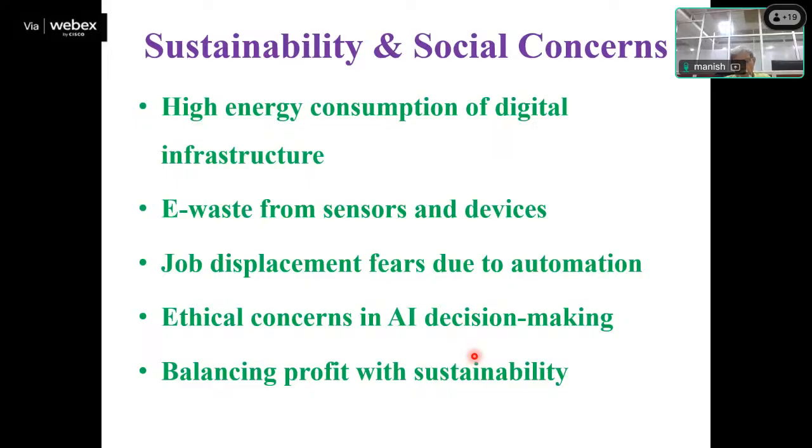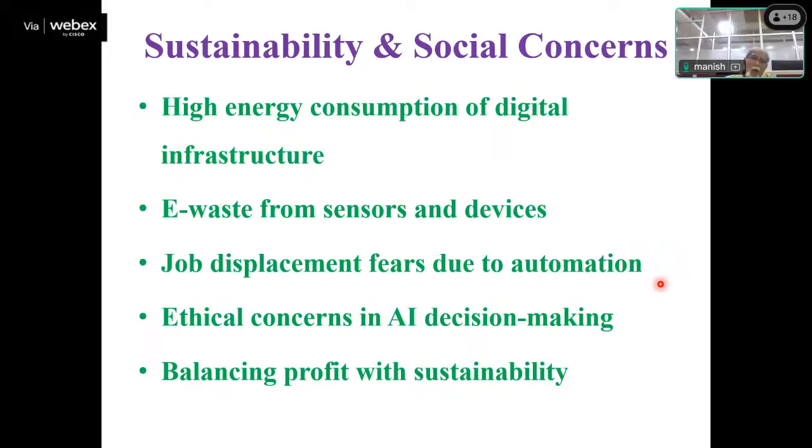This is one important thing. And the other important issue is job displacement fears due to automation. So this I have already told a little bit, but basically this concerns the sustainability of automated industry.